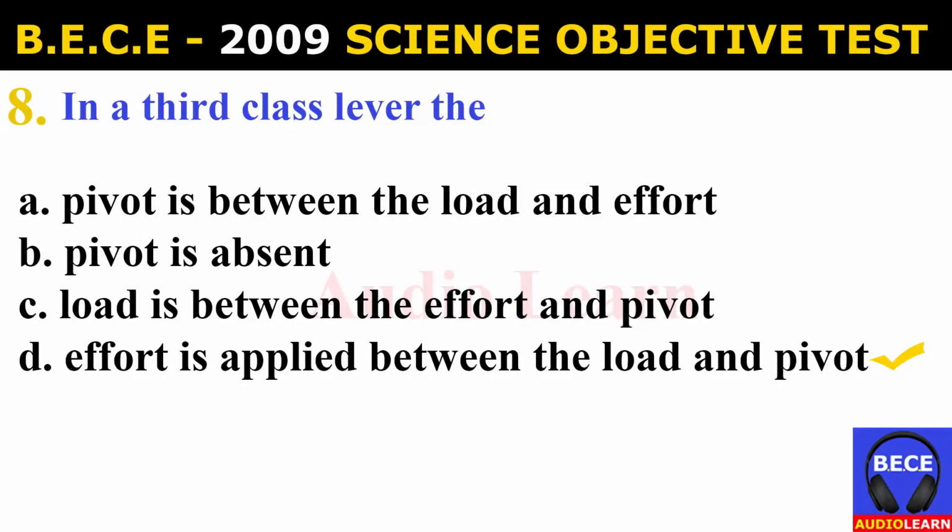Number 8. In a third-class lever, the A. pivot is between the load and effort. B. Pivot is absent. C. Load is between the effort and pivot. D. Effort is between the load and pivot. And the answer is D. Effort is between the load and pivot. In a third-class lever, the effort is between the load and pivot.